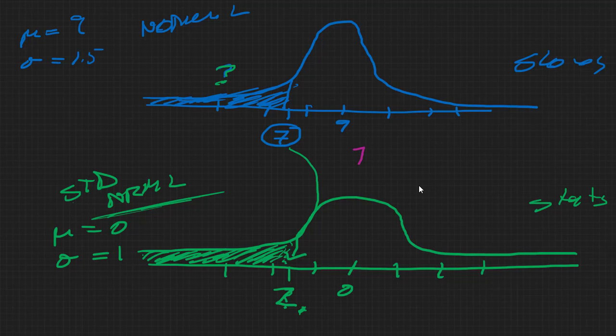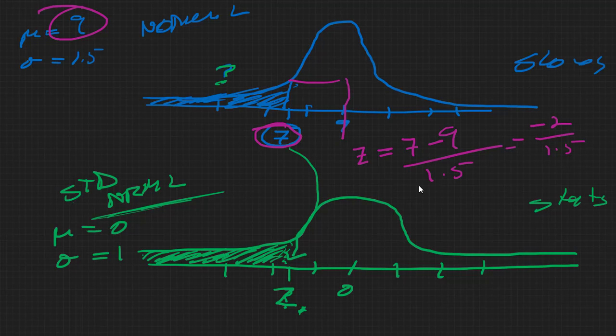So now I do a z-score or a z-stat or a z-conversion, which is equal to, in this case, x. What's my x? X is 7. 7 minus mu, which is 9, divided by 1.5, and that is equal to 7 minus 9 is negative 2 over 1.5. Why is it negative? It's negative because here's my mu right in the middle, and I'm on the left-hand side, so it's going to be negative. That makes perfect sense.